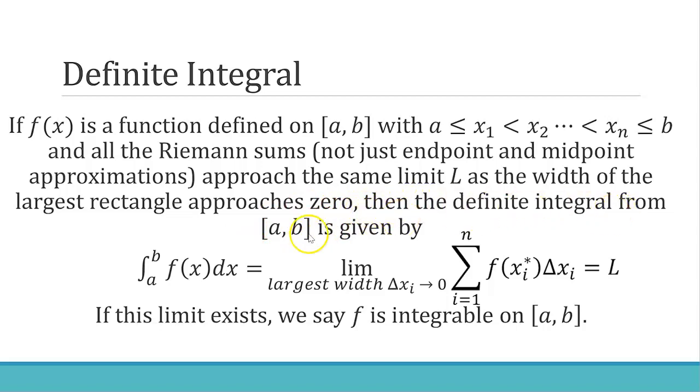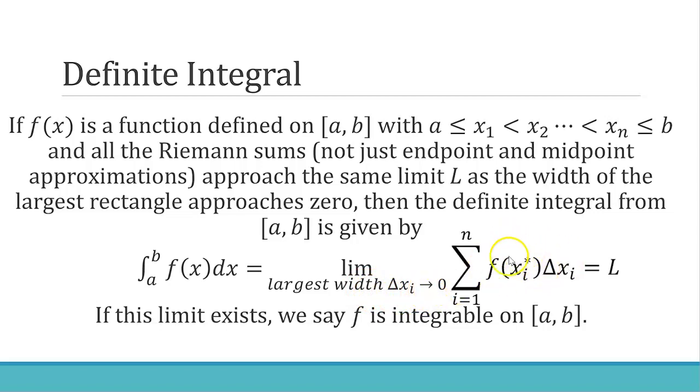Then the definite integral from a to b is given by, so the integral from a to b of f of x dx, it's actually a limit. It's the limit as the largest width of the rectangles goes to 0 of the Riemann sum. So basically all we're saying here in a more formal way is that to find the exact area under the curve, which is a definite integral, we want the limit of any possible Riemann sum to have all the widths go to 0, get really, really, really thin and tiny.